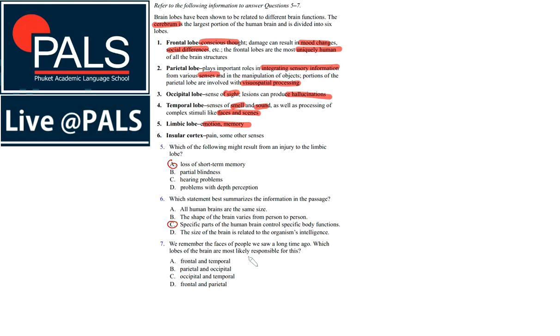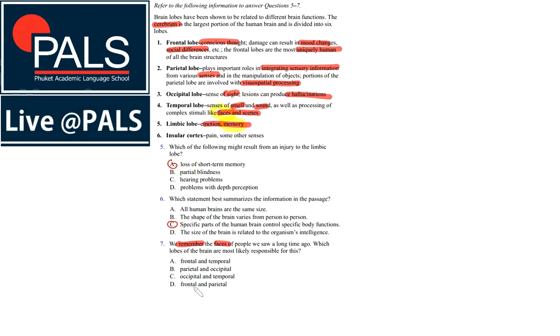Number 7, we remember the faces of people we saw a long time ago. Which lobes of the brain are most likely responsible for that? So it's about remembering, memory, and it's about faces. So without reading the answers, if we have a look up here, earlier we highlighted faces. That's right here. So the temporal lobe is about faces, and memory, the limbic lobe. So it's probably temporal and limbic.